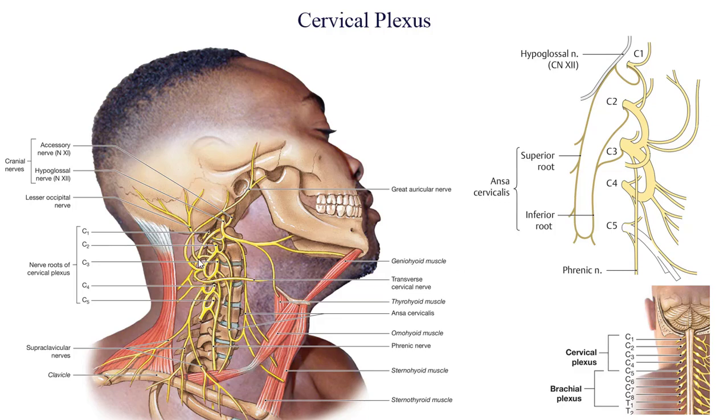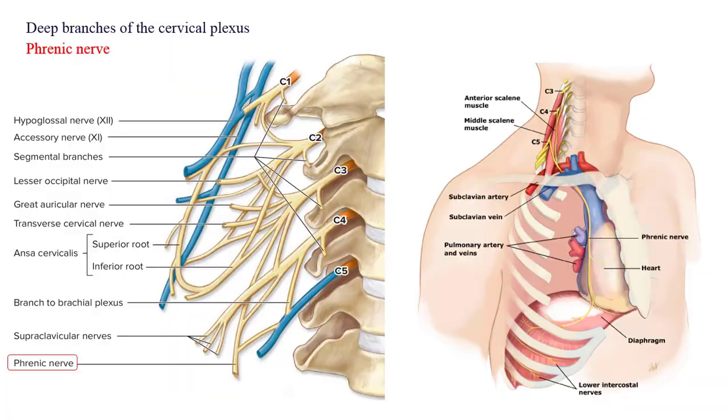The cervical plexus gives off both muscular branches, which are the anterior branches, and cutaneous branches, which are the posterior branches. As you can see, right below the cervical plexus, there is another important plexus, the brachial plexus, which is responsible for cutaneous and muscular innervation of the entire upper limb. But for now, we are going to focus on the cervical plexus. We will look at some of the branches of the cervical plexus as well as the spinal nerves that contribute to its formation. Let's start by first looking at the muscular or deep branches of the cervical plexus.